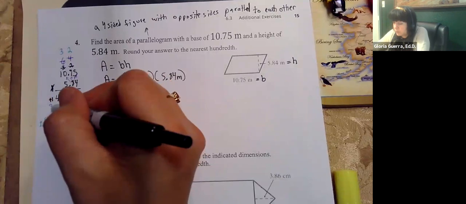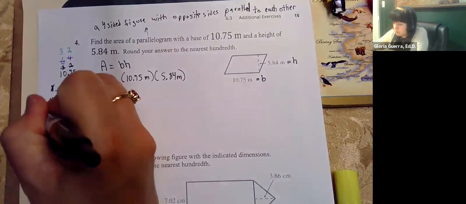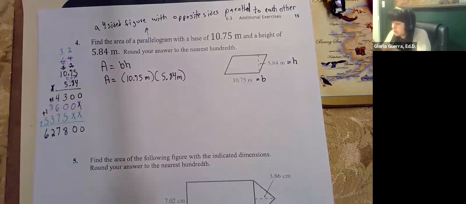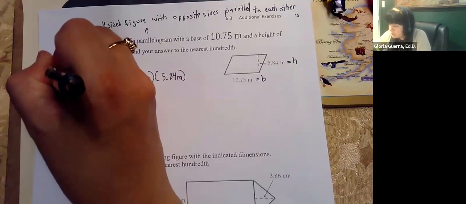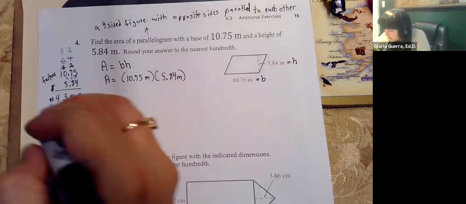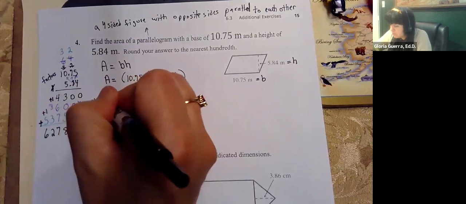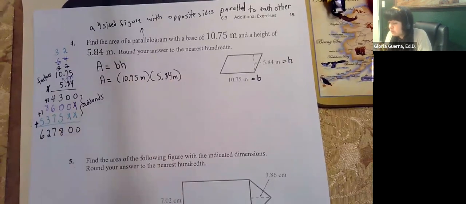So 8, 9, 10, 11, and then 12. Carry the 1. 5 and 1 is 6. Okay. And now I count my decimal moves. These are called factors: 10.75 and 5.84. Those are called factors. These are called add-ins, because we're adding, put a plus sign here. These we're adding; these numbers we're adding up.